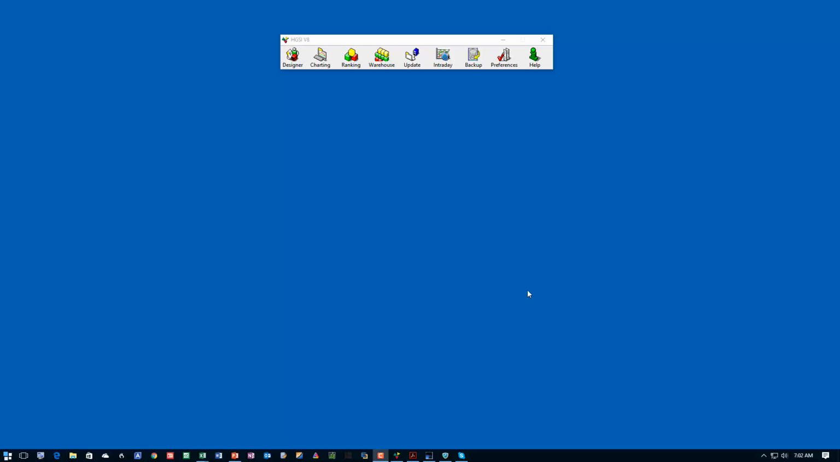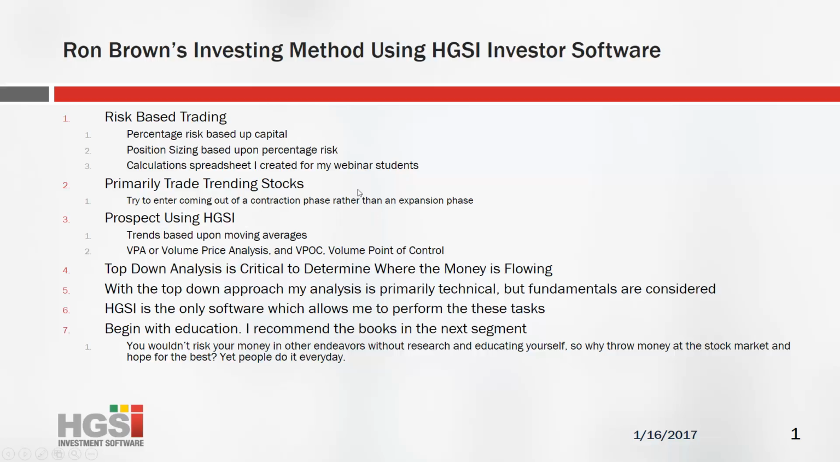So how do you protect yourself? You protect yourself by determining your risk before you enter a trade. So I'm going to talk a little bit about risk assessment, and then I'm going to discuss how I use the software. I primarily use two programs, HGSI Investor, and I use Thinkorswim for my trading platform. I could get along without Thinkorswim because there are other alternatives out there, but I really don't think I could get along without HGSI.